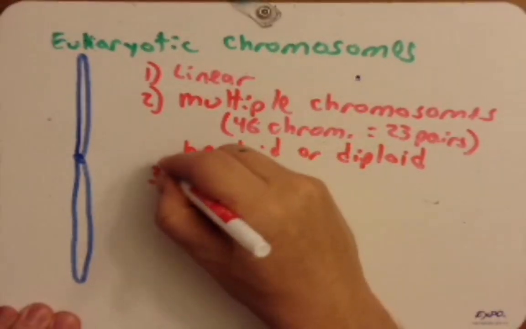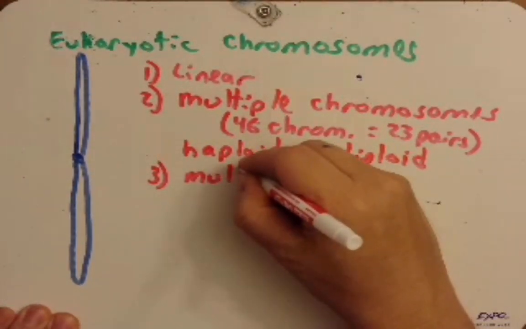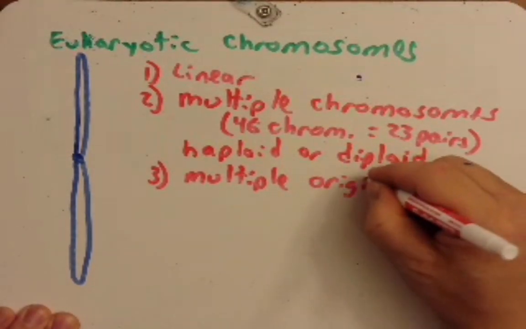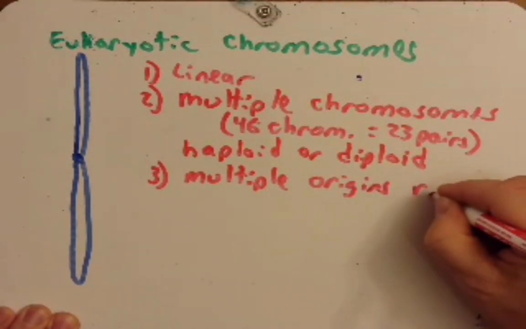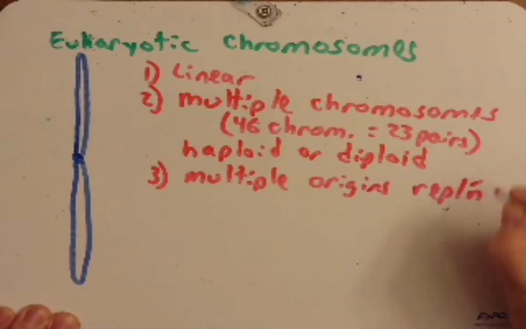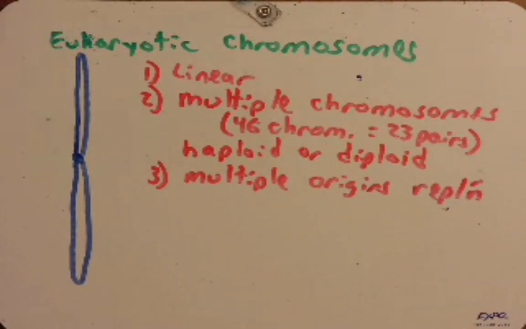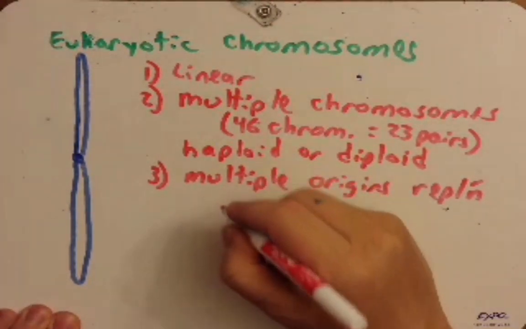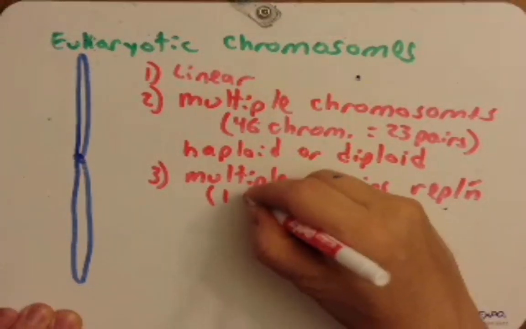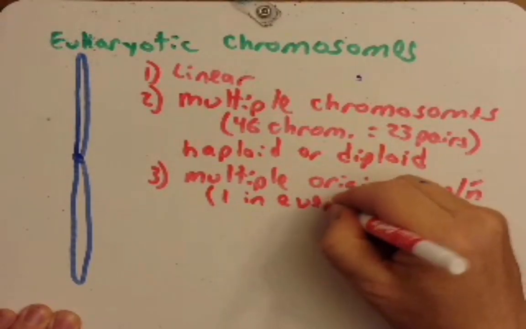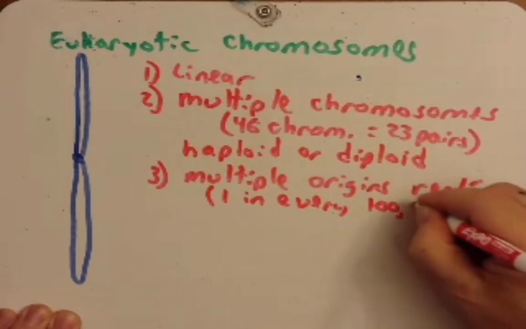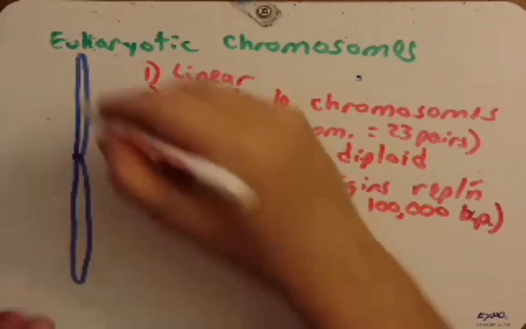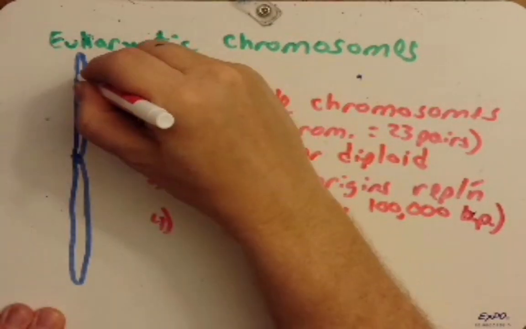In eukaryotic cells, we have multiple origins of replication. And again, my abbreviation for replication. Roughly speaking, these origins of replication occur about 1 in every 100,000 base pairs. And so let's go ahead and draw them on here. These are just approximates.